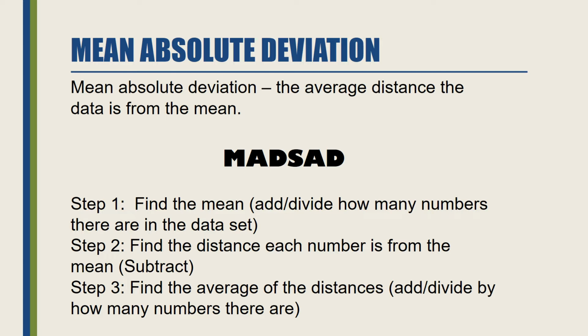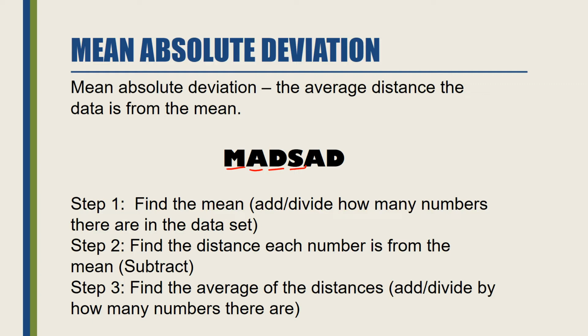Step number one with math SAD, we're going to find the mean. In order to find the mean, it is our average. So to find the average, we have to add and divide by the total numbers in our data set. After we find our mean, we're going to find our absolute value, which is the distance each number is away from the mean. So we have to subtract, which is our S. Keep in mind, distance is a positive number.